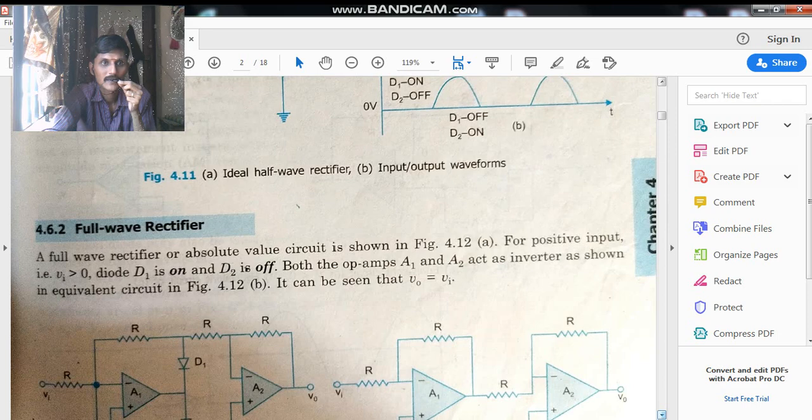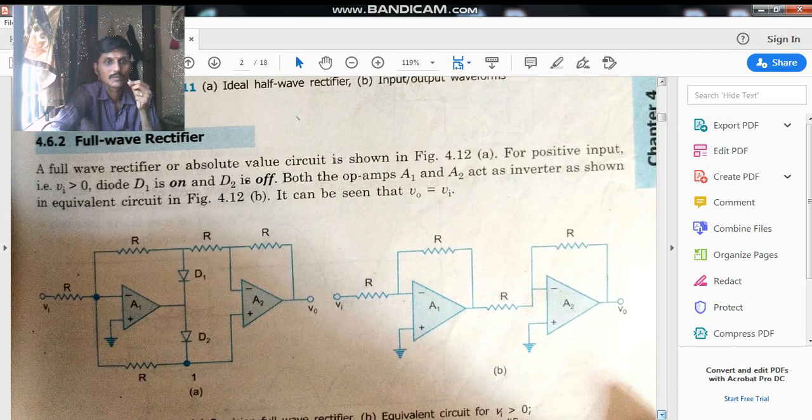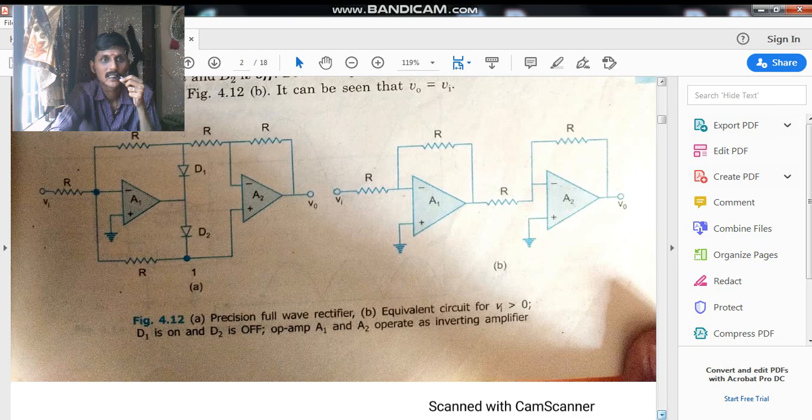And then the full wave rectifier. The full wave rectifier consists of two comparators, so two operational amplifiers are connected. The diode conducts when VA is higher and is off when VA is lesser. When VA is greater than 0, the diode D1 is in the on state and D2 is in the off state. Now it acts as a voltage follower, that is, V0 is equal to Vi.